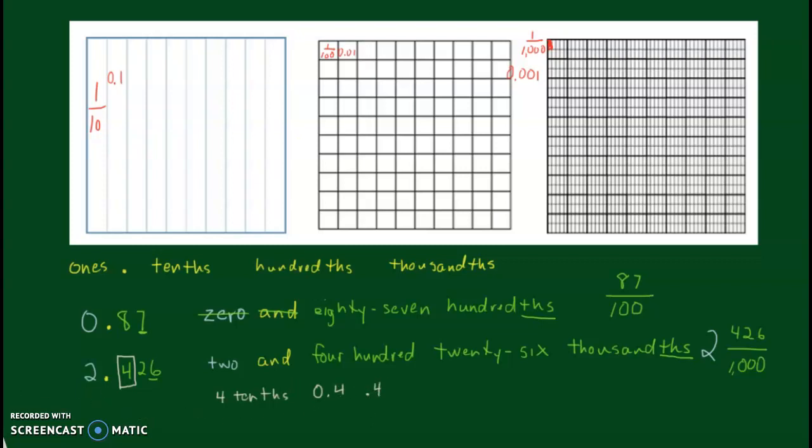For the 6 here, the 6 is 3 places after the decimal, so 1, 2, 3. So that's in the thousandths place. So this would be 6 thousandths, or we could write 0.006. Or again, we could write it just with the decimal point 0.006. And either of those 3 ways would be acceptable.